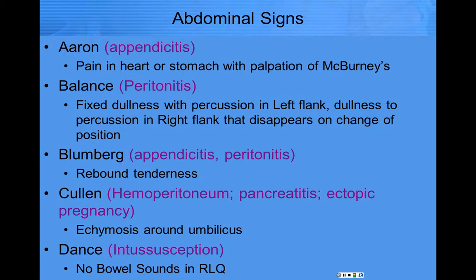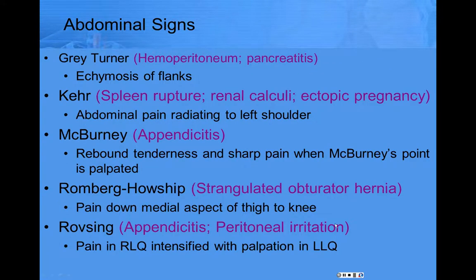There are a couple of other signs that are typical more with abdominal trauma. One of those is Cullen's sign, which is ecchymosis around the umbilicus that can be seen with blood in the peritoneum or with pancreatitis or ectopic pregnancy. Intussusception, basically what's called Dance sign, or no bowel sounds in the right lower quadrant. Gray-Turner sign is ecchymosis on the flanks, and that's usually because of blood also in the peritoneum or pancreatitis.